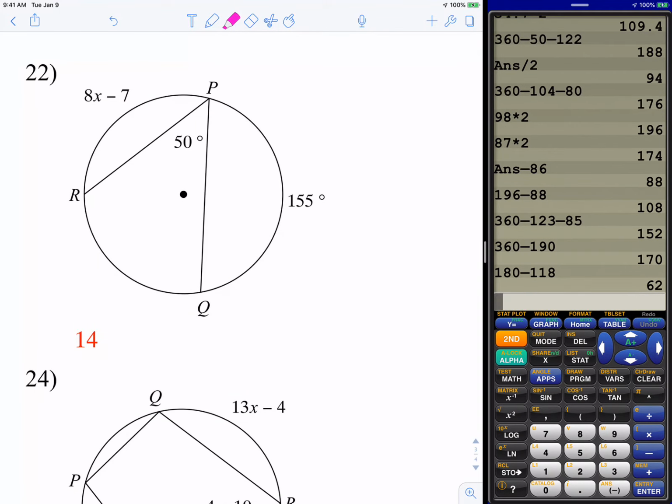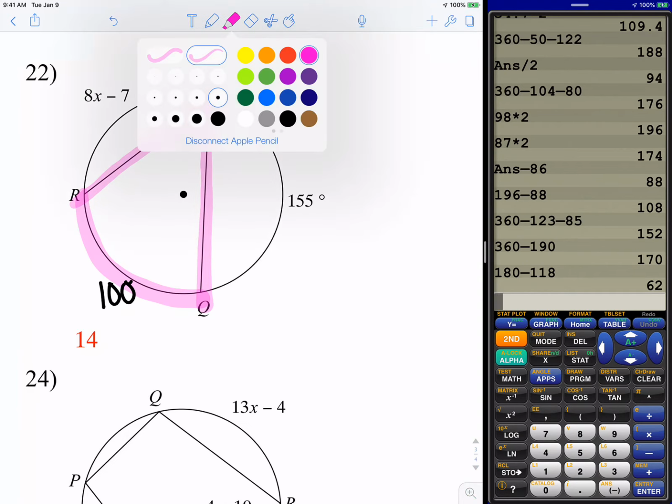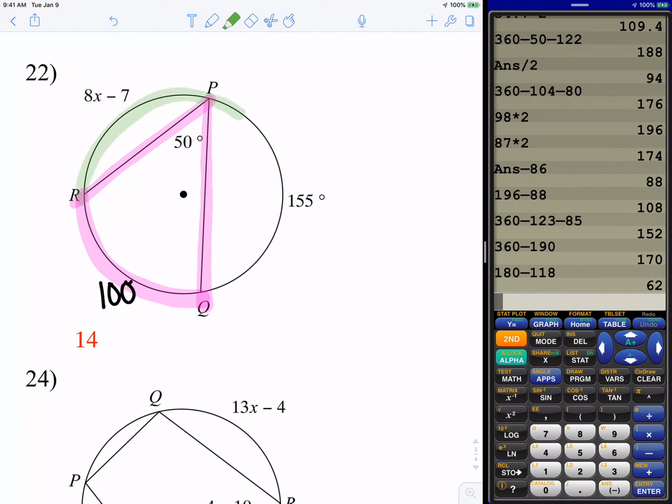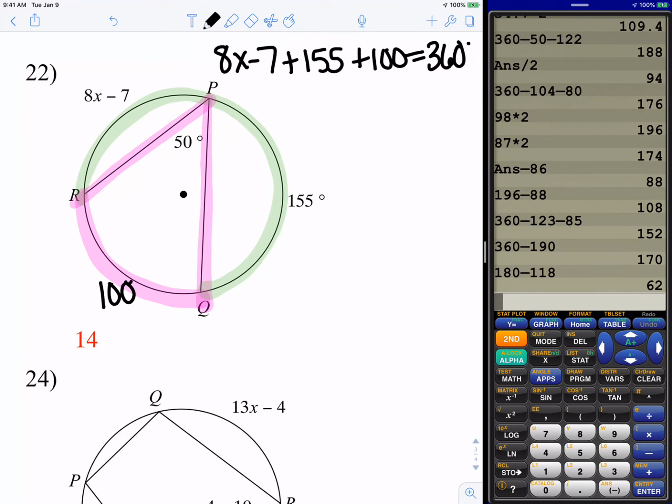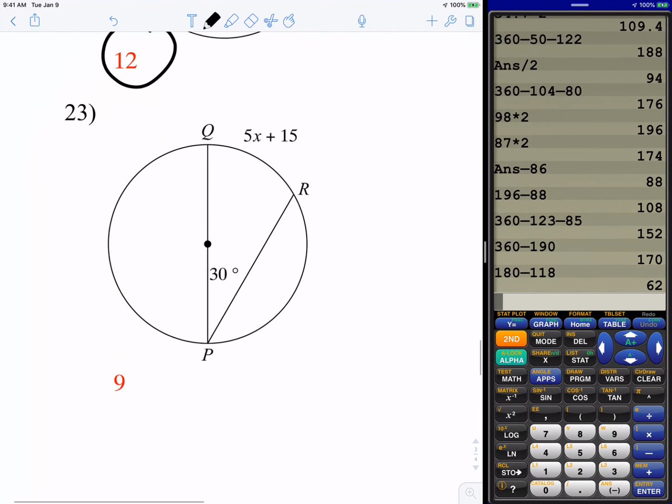22. I know this angle is 50, so the arc is 2 times that angle, which is 100. Then I know the rest of the arcs added to that 100 would be a total of 360. So 8x minus 7 added to 155 added to 100 equals 360 degrees. And x is 14 in this case.